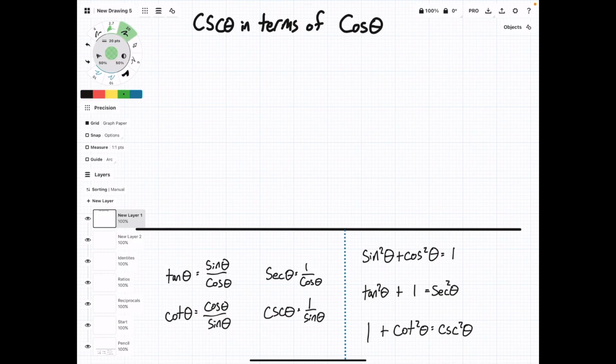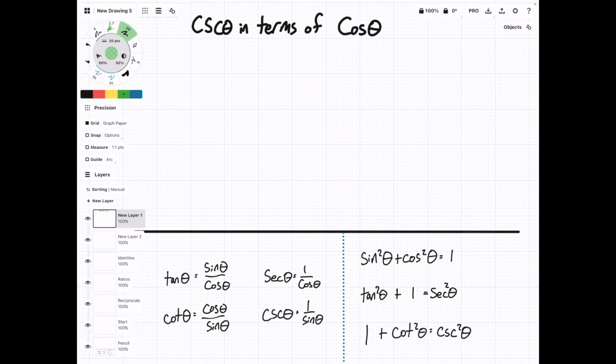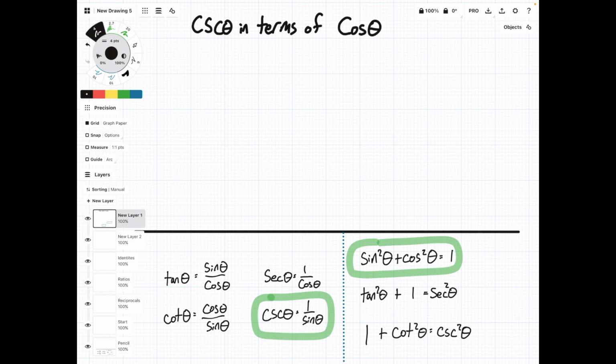Now we want to write cosecant theta in terms of cosine theta. So what I like to do is look for, first I guess, the function we're starting with. So we have this identity here, cosecant theta equals 1 over sine theta. And then since we have this in terms of sine, we want to go from sine to cosine, meaning we're going to use this identity here. So let's see how it works.